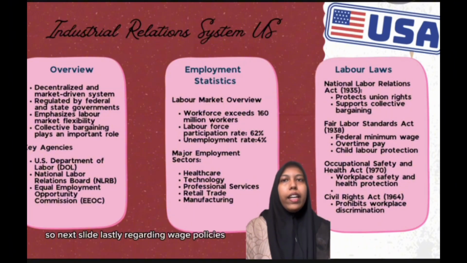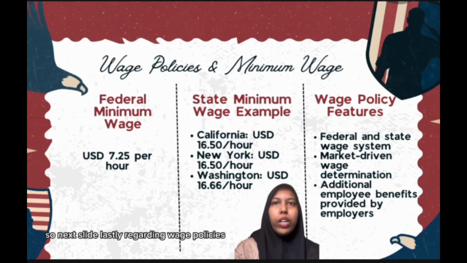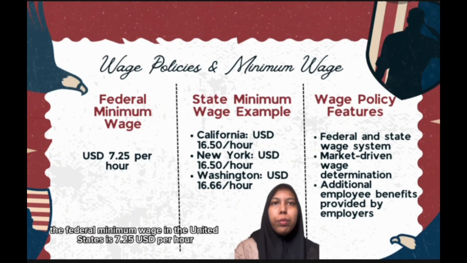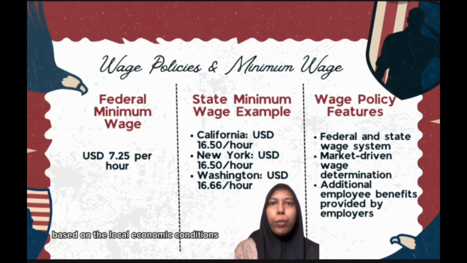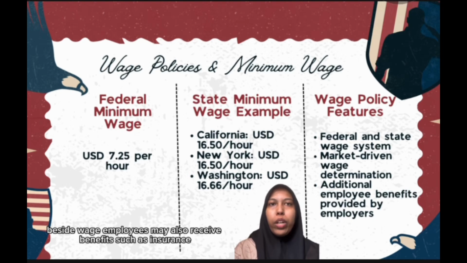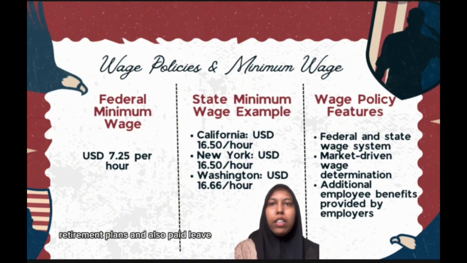So next slide. Lastly, regarding wage policies, the federal minimum wage in the United States is 7.25 USD per hour. However, many states implement higher minimum wage rates based on the local economic conditions. Besides wage, employees may also receive benefits such as insurance, retirement plans, and also paid leave. So now I will pass to the next presenter.